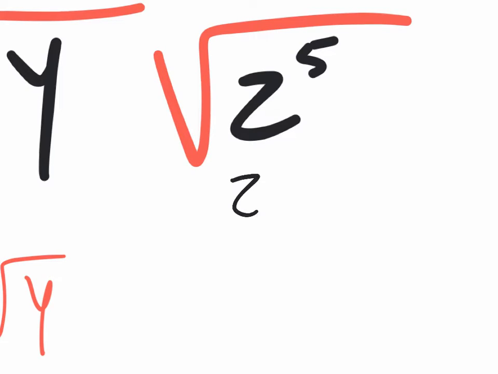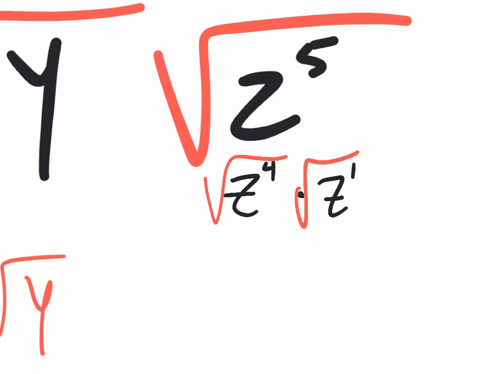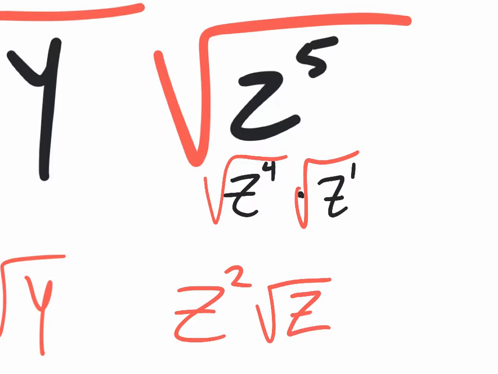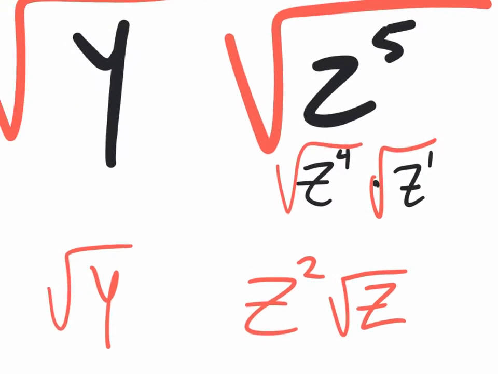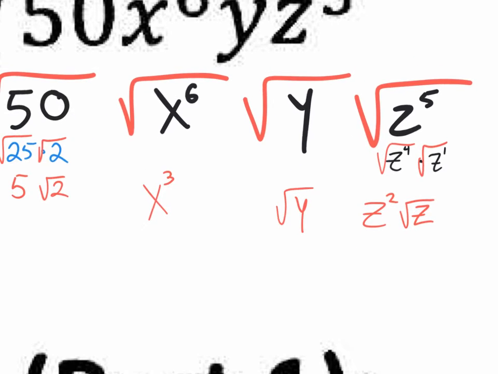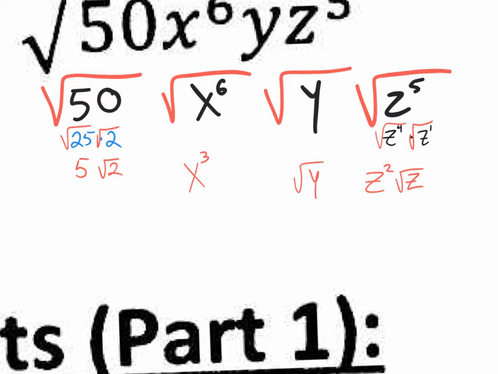And the last one over here. Let's rewrite it as z to the 4th times z to the 1. That way, when you split it, you could actually do the square root of z to the 4th, and we get what? Z to the 2nd, and we still have the square root of z. Now let's take a look at all of our answers because all of these answers are technically our answer. We just need to organize it, right?